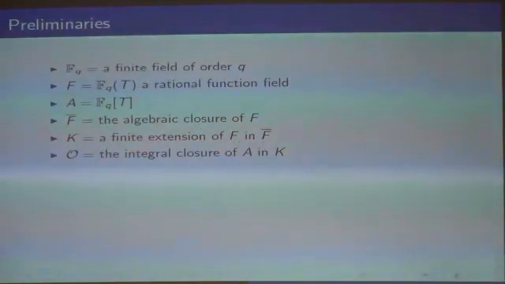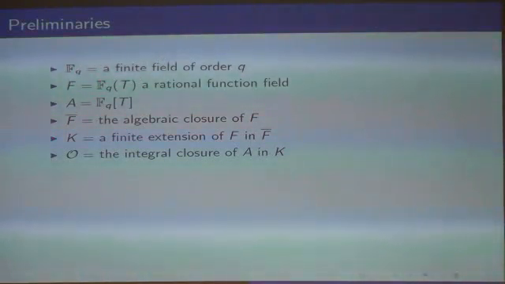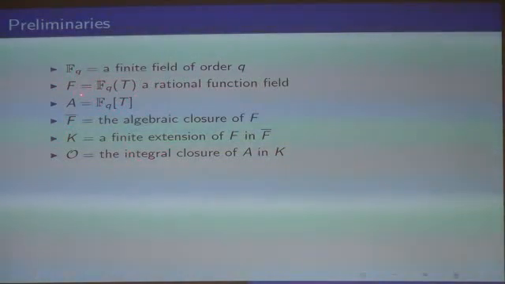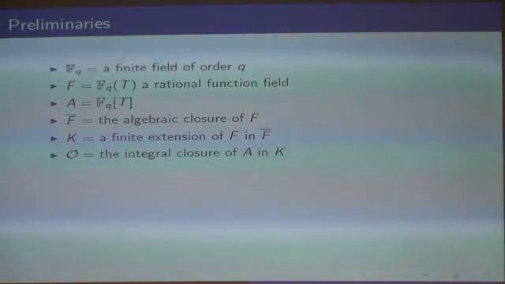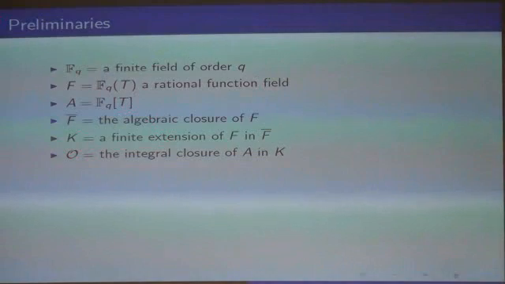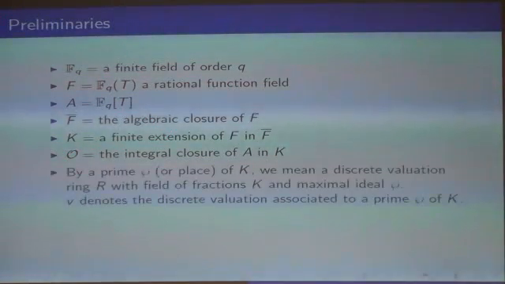Okay, here is the basic notation we're going to use for this talk, standard notation. F_q is a finite field, q is a prime power. For this talk, we will use capital F to denote the rational function field, and A is the polynomial ring. F bar is the algebraic closure. And K is a finite extension of F. So K, of course, could be the same as the rational function field, but K doesn't have to be exactly the rational function field. This is the general case.